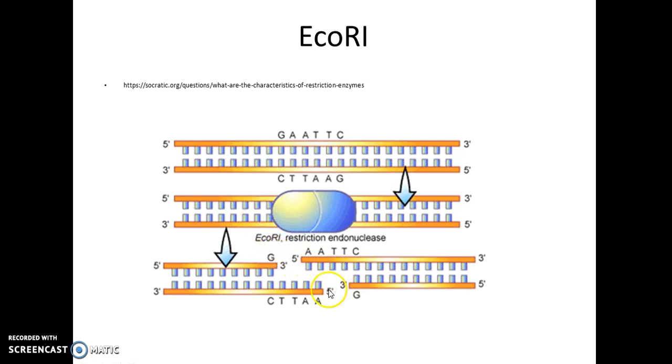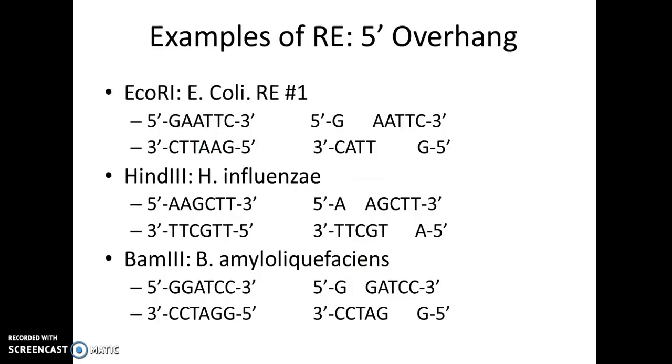Now, this is known as a 5' overhang because the 5' end here has an overhang. It's also known as a sticky end because if you get two of these 5' overhangs together, they bind together very quickly. Here's an example of other 5' overhangs. We have HindIII from H. influenzae, and it cuts at the sequence AAGCTT, cutting after the A, and you'll notice there's a 5' overhang here.